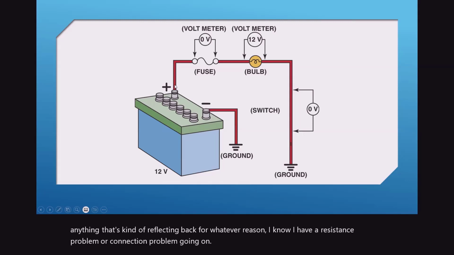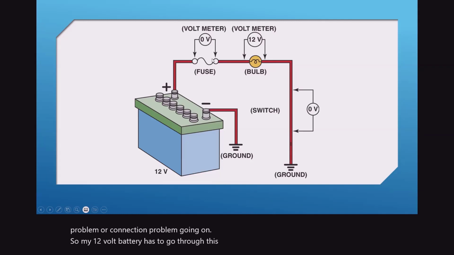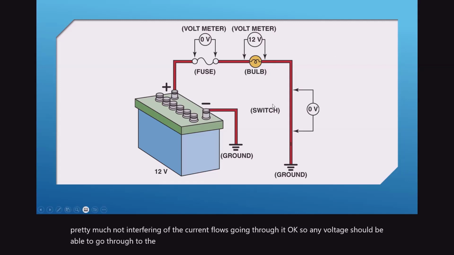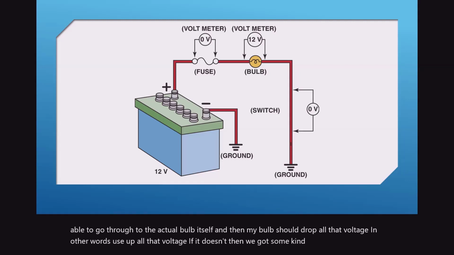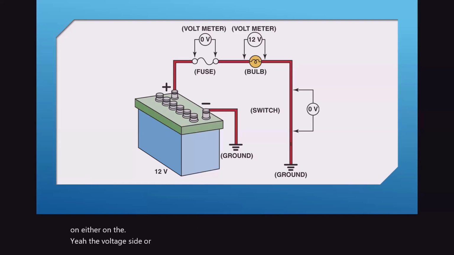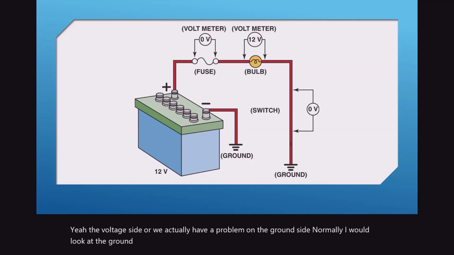So my 12-volt battery has to go through this wire, through my fuse, which should be pretty much not interfering with any of the current flow going through it. Okay, so any voltage should be able to go through to the actual bulb itself. And then my bulb should drop all that voltage, in other words, use up all that voltage. If it doesn't, then we got some kind of problem going on, either on the voltage side, or we actually have a problem on the ground side. Normally, I would look at the ground first, but still, you could have it on either side. Maybe that fuse did have a bit of resistance on it too.